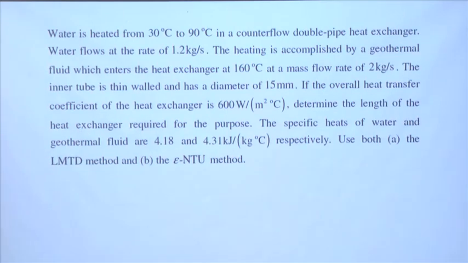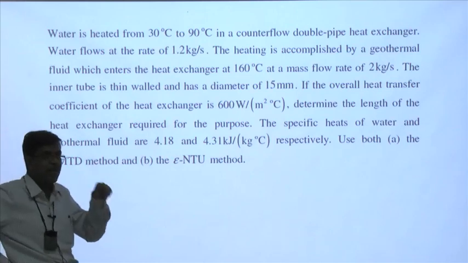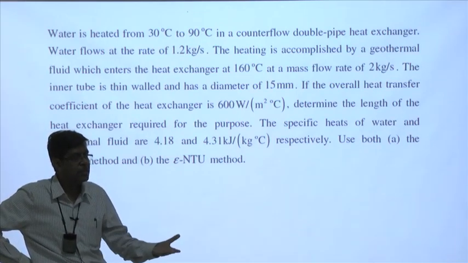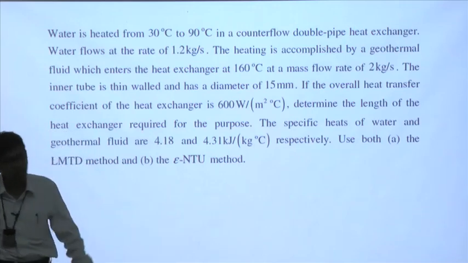Oh, that's why it has given thin, because area has to be found out, then area divided by pi d is the length. That's why the thinness is required, otherwise it will be difficult. The specific heats of water and geothermal fluid are given, use both the LMTD and epsilon-NTU. Here, this is the reverse. LMTD is very simple, because the temperatures are known.